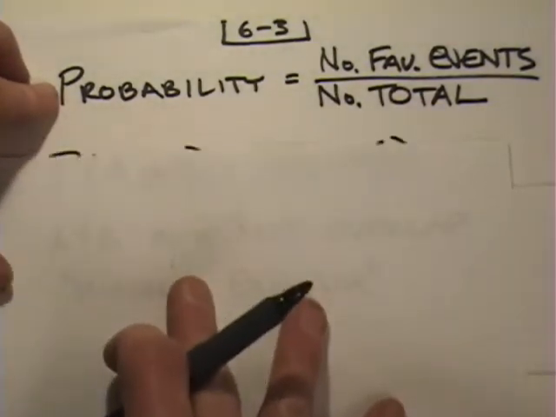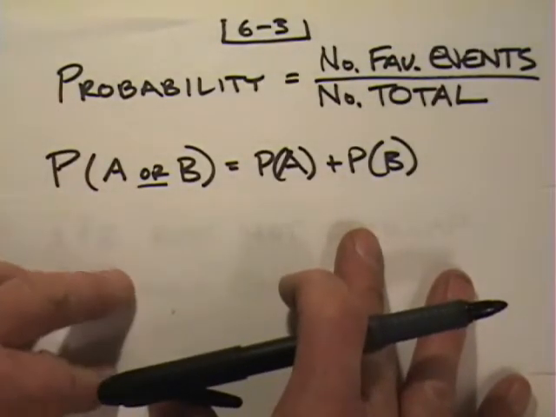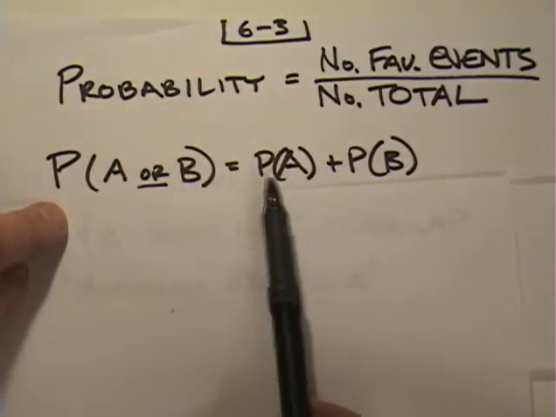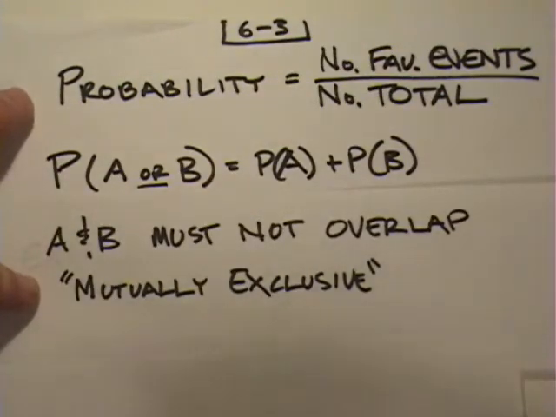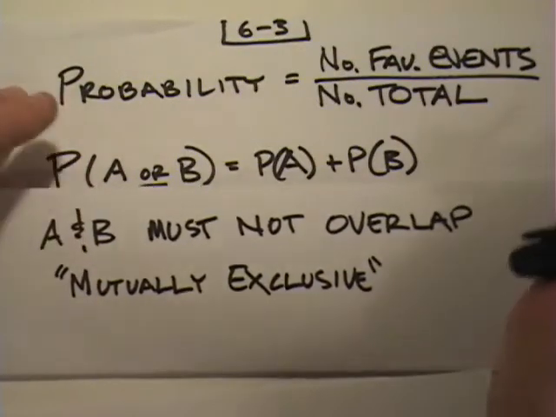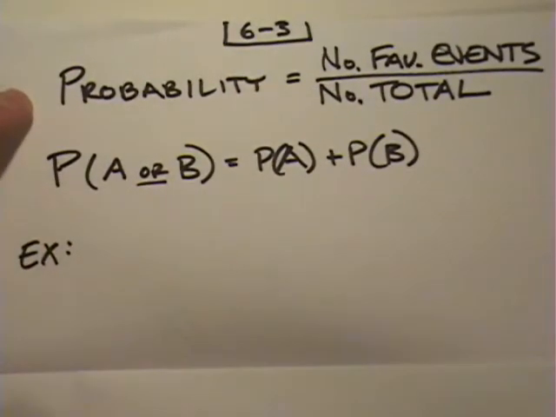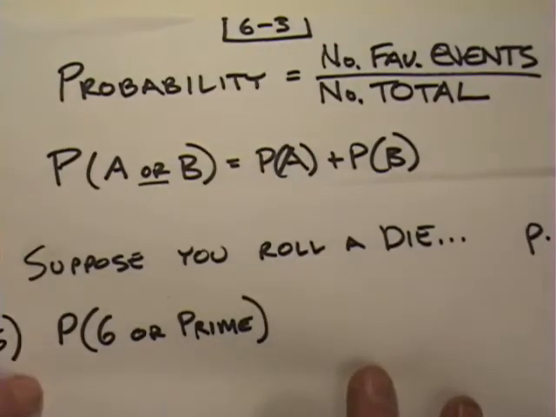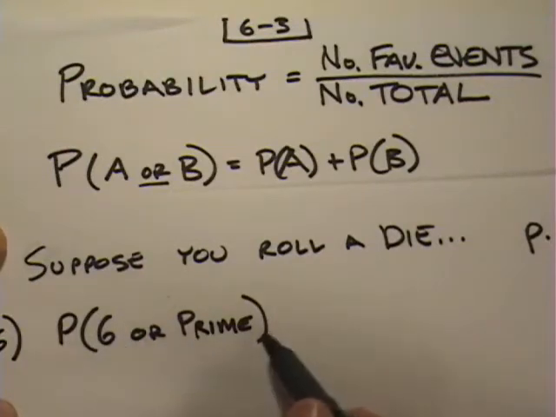Our first definition that regards this is if we have events that are not overlapping, like A or B, we can just simply add their individual probabilities. So A and B must not be overlapping, and we call that mutually exclusive. For example, if I roll a fair die, what's the probability of rolling a 6 or a prime number?